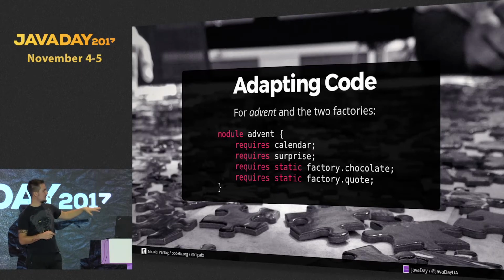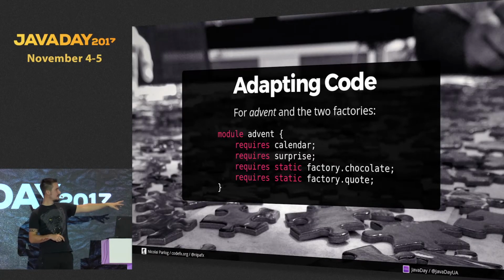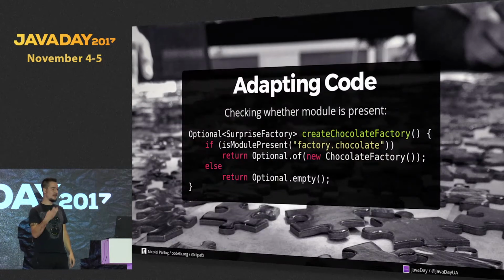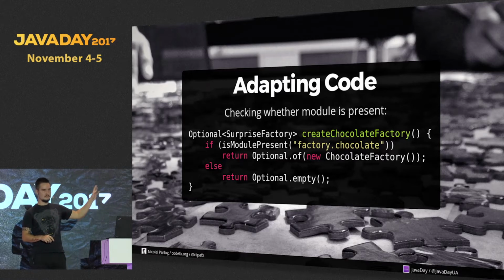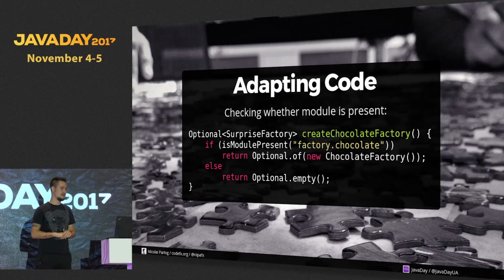So the first example where the code could adapt, we could just use require static for the factories down there. And then when we create actual factories, we could do something like this. We write a method, isModulePresent. I'm not showing it here, but it's fairly easy to write. You give it a string, and it checks, is that module there? And if it's there, then you use the types in that module. And if it's not there, then you have to find another way. In this case, it means we don't create the chocolate factory, you get back an empty optional.